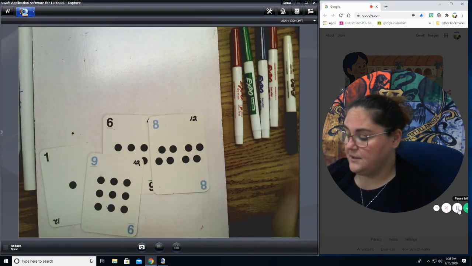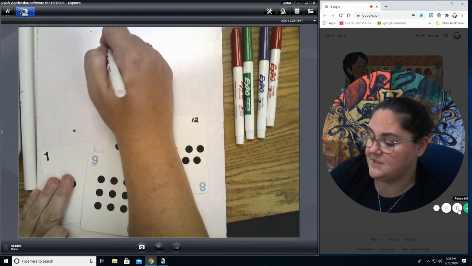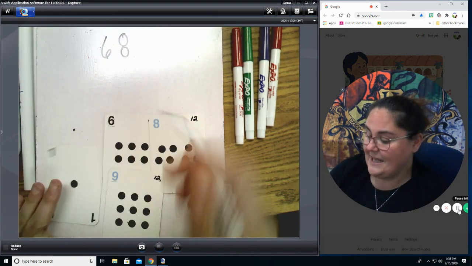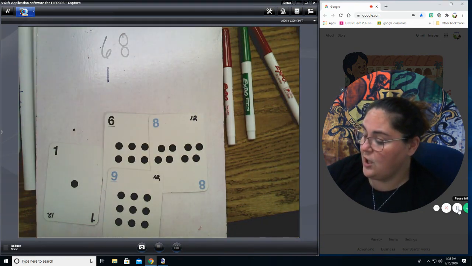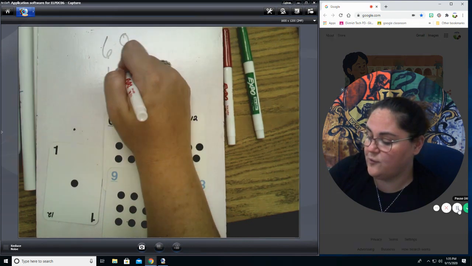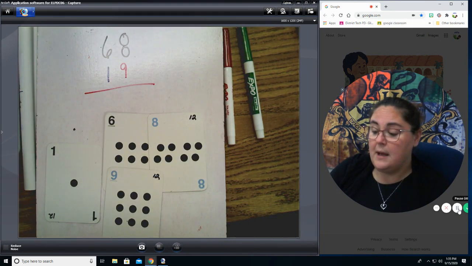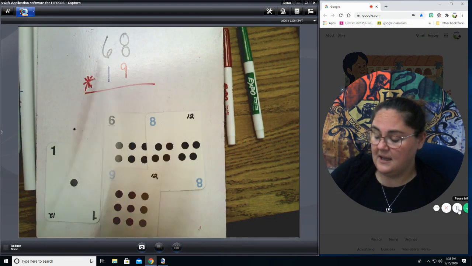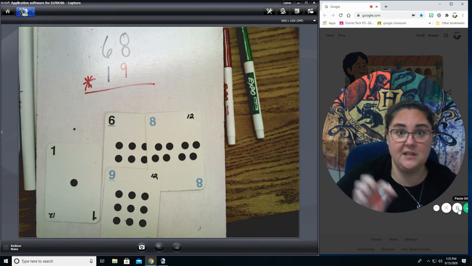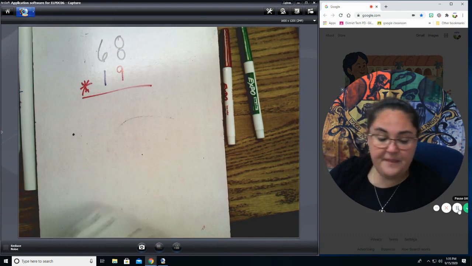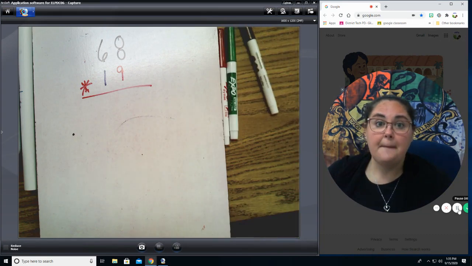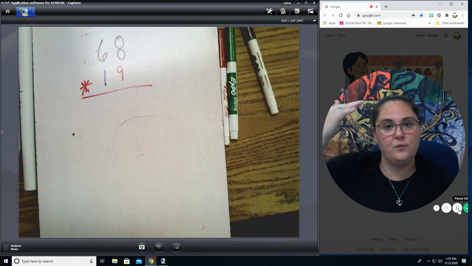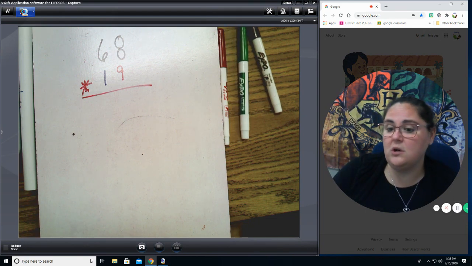So I'm going to use these cards and I'm going to do 68 times 19. Now notice I'm writing these in different colors for now, because I'm going to show you my process using these colors. You don't have to use them. It's not required. But if you want a good way to help you learn the process in your head and make it visual, this is why I'm doing it this way.